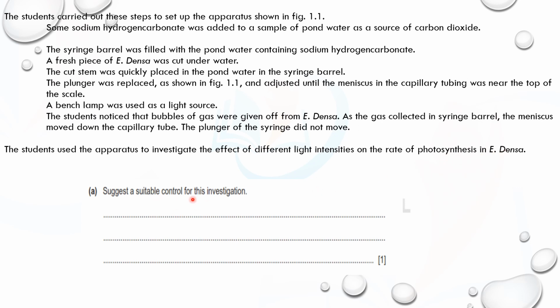Okay, let's get back to this question. Pause this video and solve this. It says suggest a suitable control for this investigation. Pause the video and try to solve it.